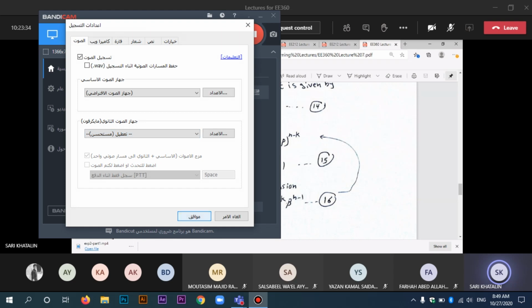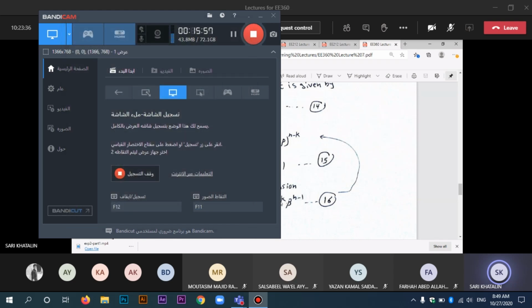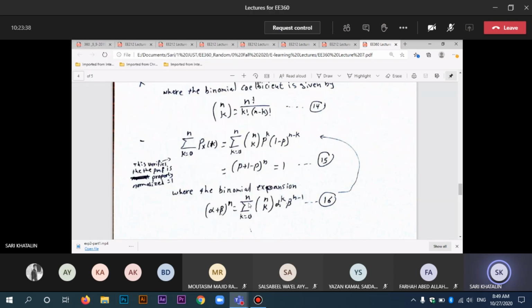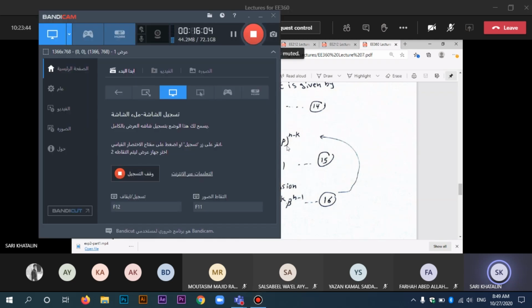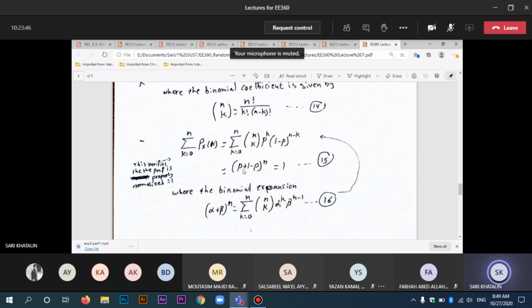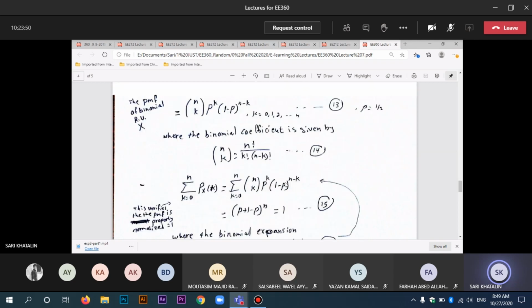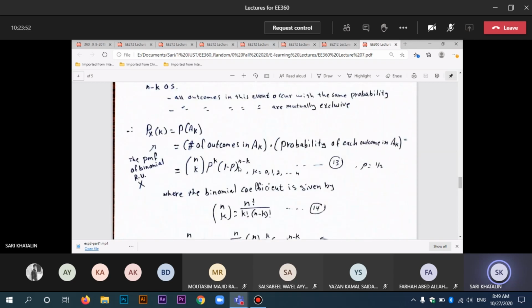We don't expect you to memorize all of this right here. This is just to show you that this is a valid one. This is from the math book. So if you take this one and plug it back into this equation right here, you will end up with (p plus 1 minus p) equal to 1, which means this one is valid. That's all we need to know.